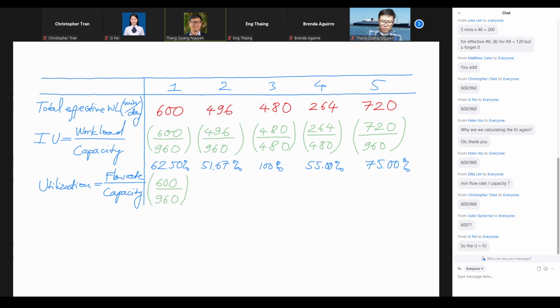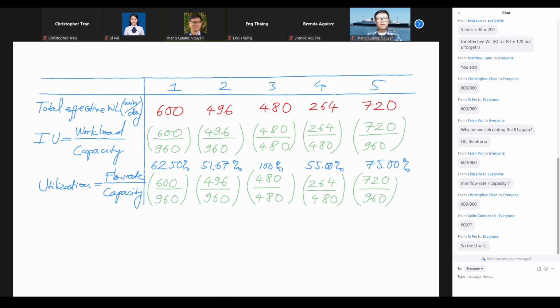So we have 600 divided by 960. And by the same token, we're going to have all of the others similar to what we have in the IU row, right? So 496 divided by 960, and then 480 divided by 480, and then 264 divided by 480, and then 720 divided by 960.